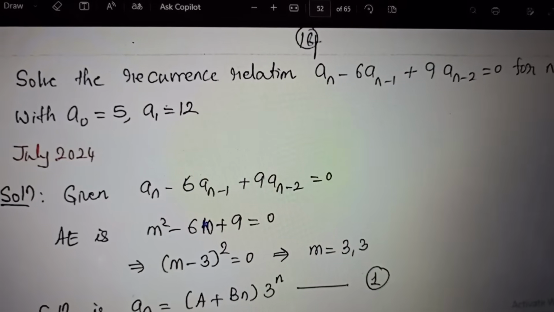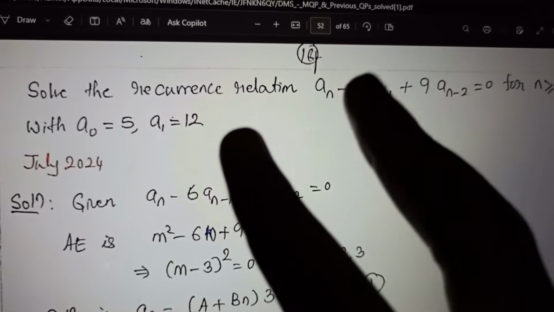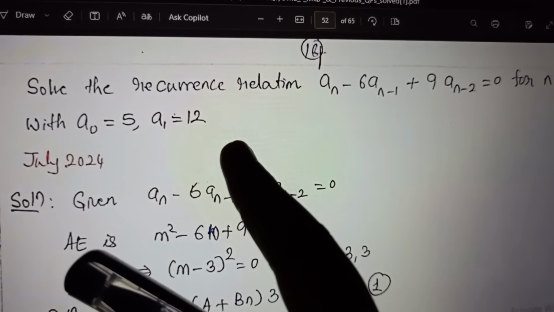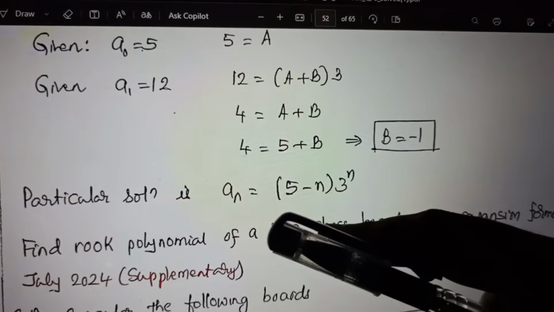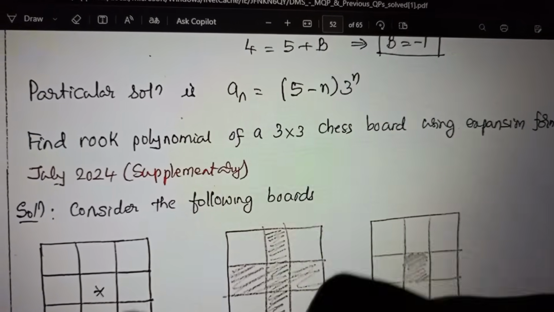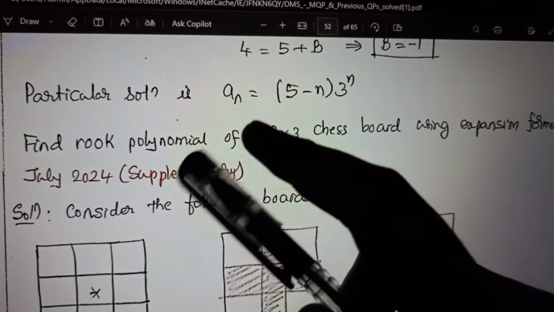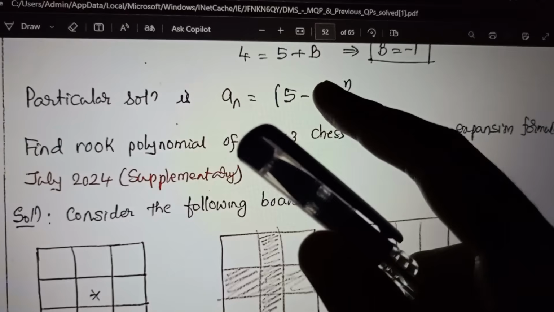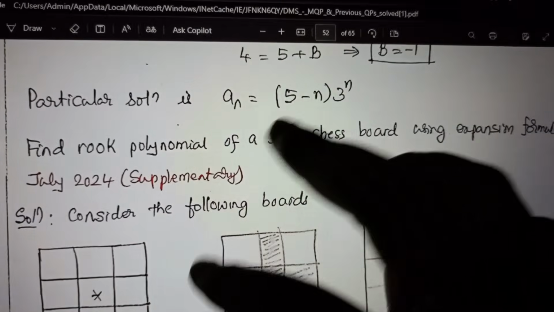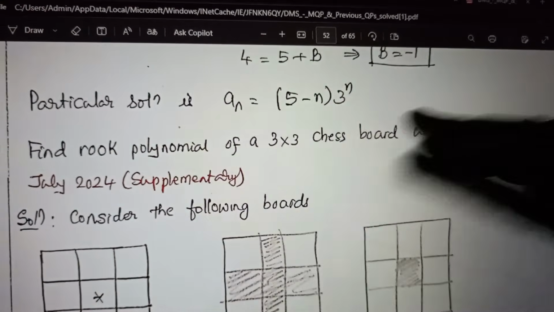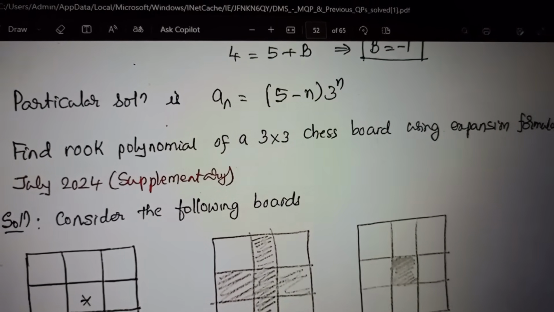So that's it for this module. Give importance to three concepts: recurrence relation, finding out the rook polynomial, and derangements. Even you can solve both of the questions or parts as well. If you concentrate on these three concepts, we'll meet in the next video with the fifth module.